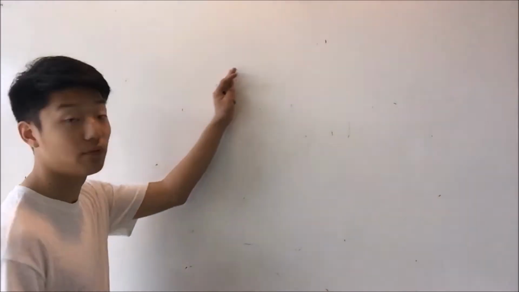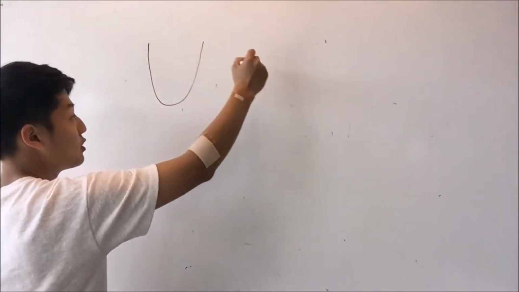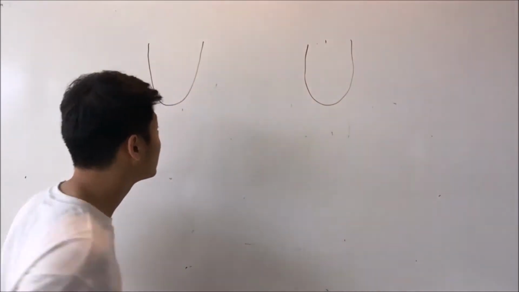Number 20 says: the equation of the tangent to the graph of y equals arc sine of x over 2 at the origin is... So, given a tangent graph, I will first go over what a tangent line is. I'll just draw a quadratic equation.